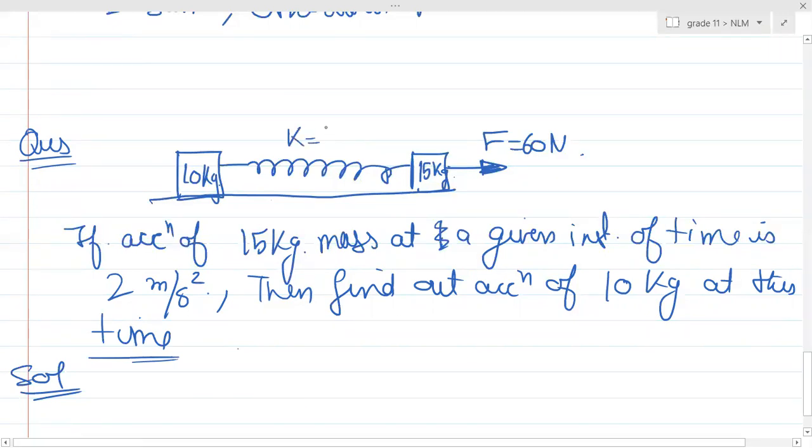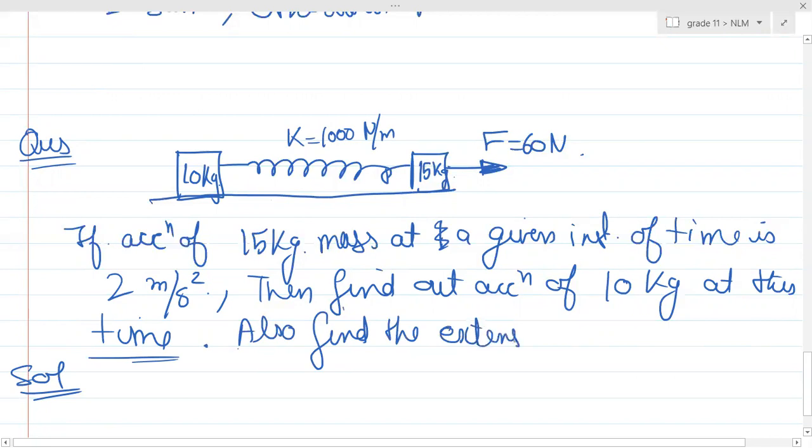If this K is 100,000 Newton per meter, also find the extension at this instant.